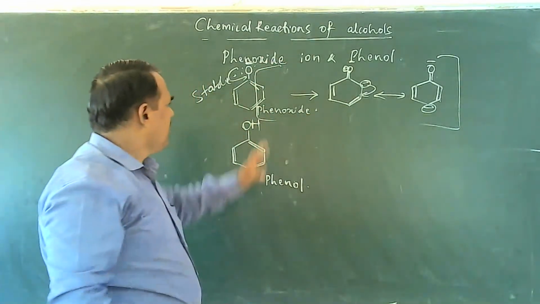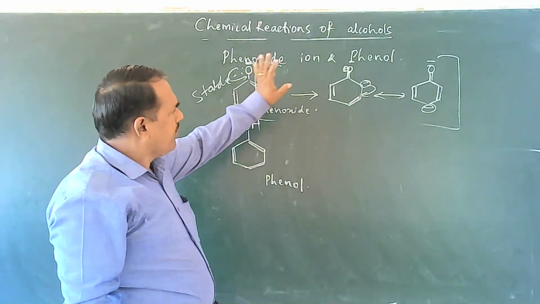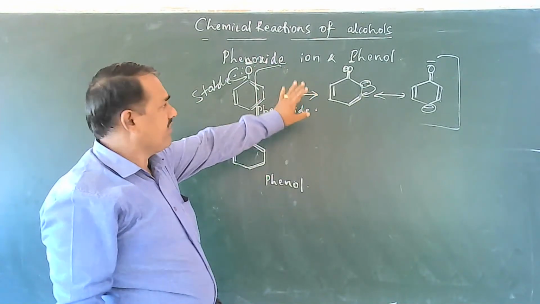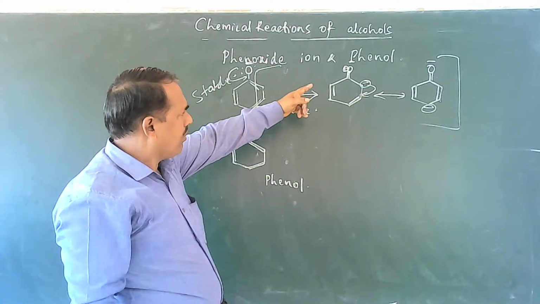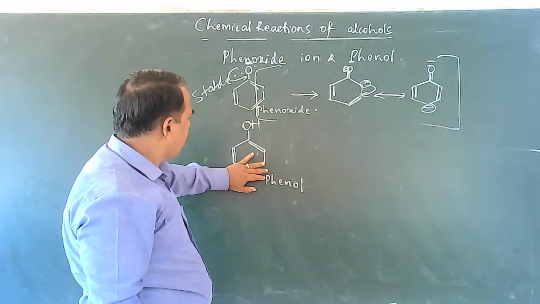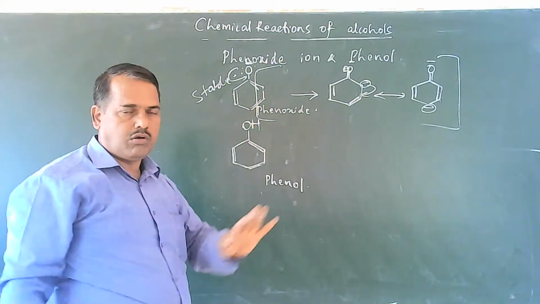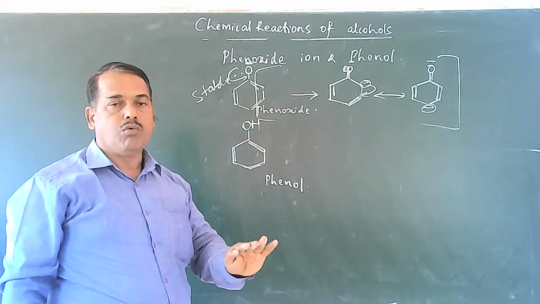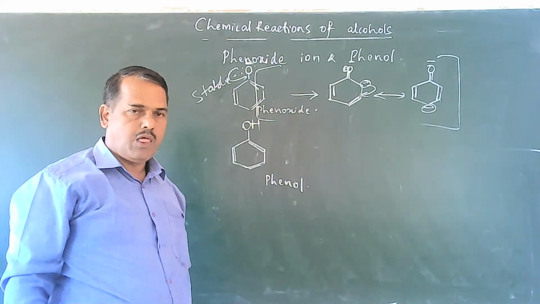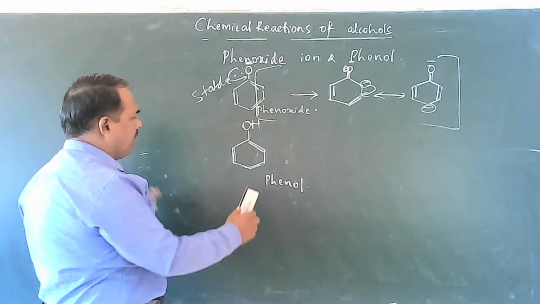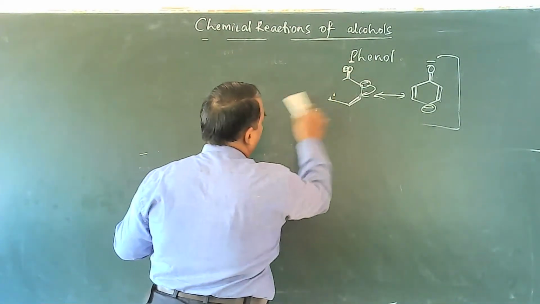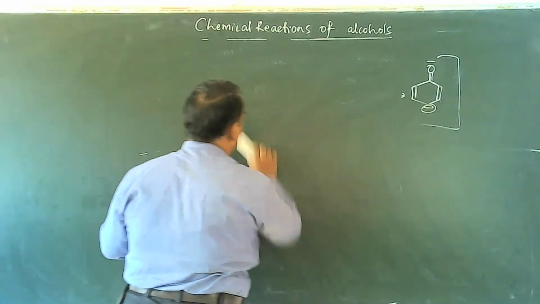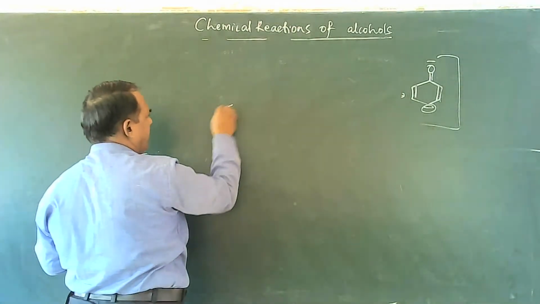It's a resonance. This indicates that the phenoxide ion, with its negative charge, is stable, which forms a double bond, and it is more stable than phenol. Phenoxide ion is more stable than phenol. Okay, now you have to compare the acidic strength of phenol with electron withdrawing and electron donating groups.